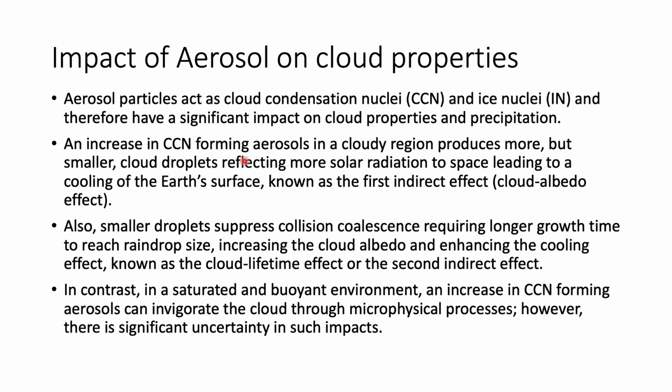An increase in the CCN, that is the cloud condensation nuclei forming aerosol in the cloudy region, produces more but smaller cloud droplets. This reflects more solar radiation to space, leading to a cooling effect on Earth's surface. This is known as the first indirect effect or the cloud albedo effect, which we have been discussing earlier also. So the smaller droplet suppresses collision coalescence, requiring longer growth time to reach the raindrop size. So this increases the cloud albedo and enhances the cooling effect.